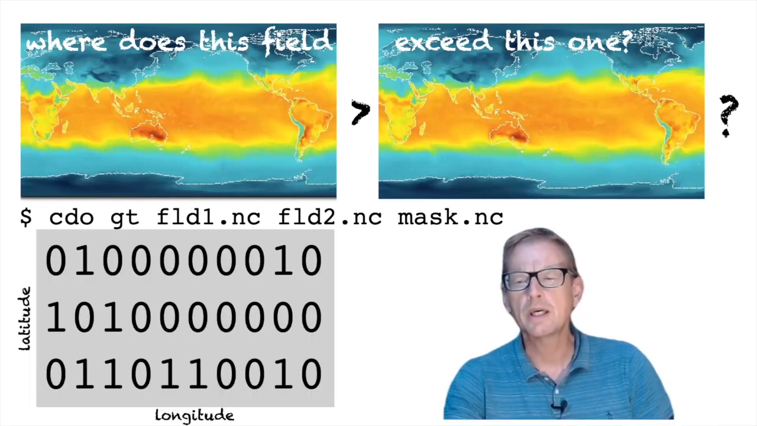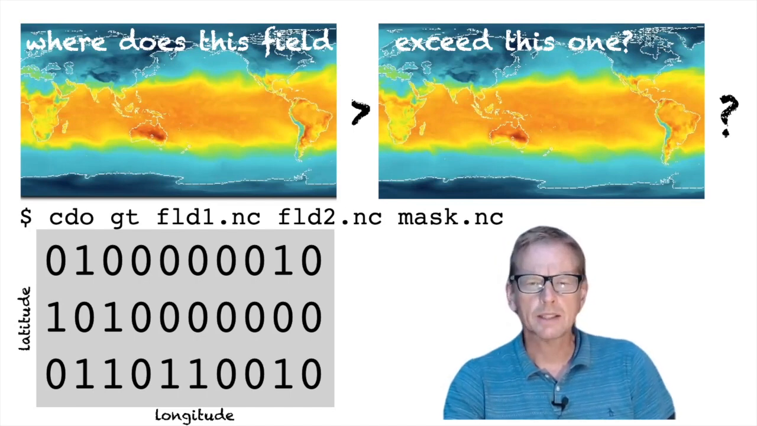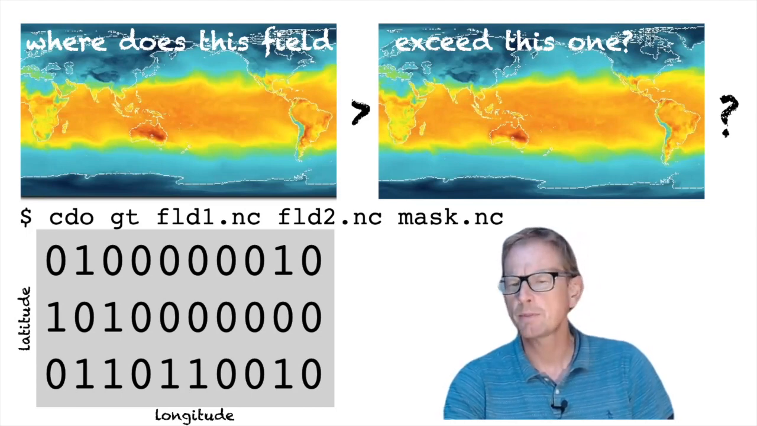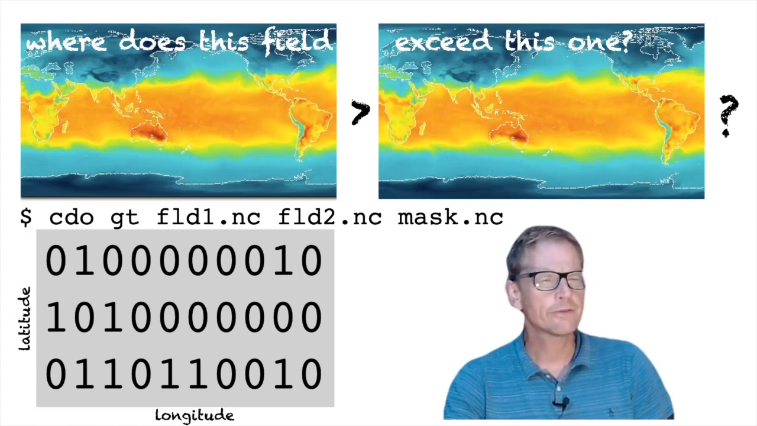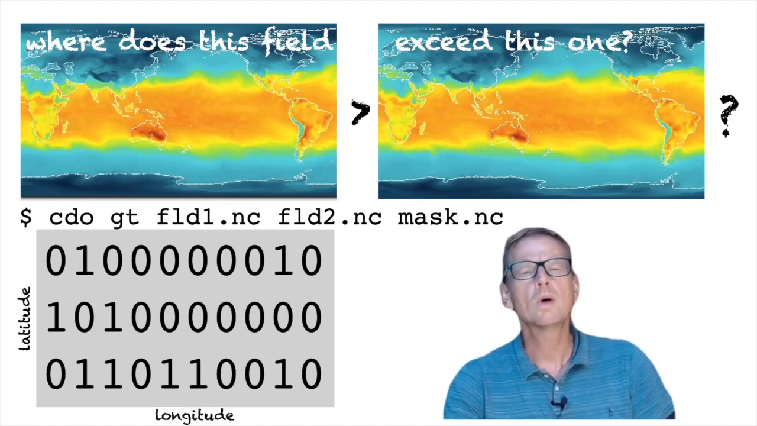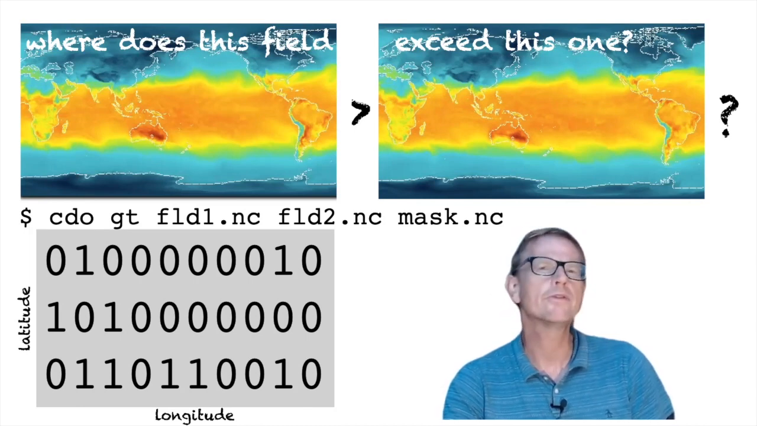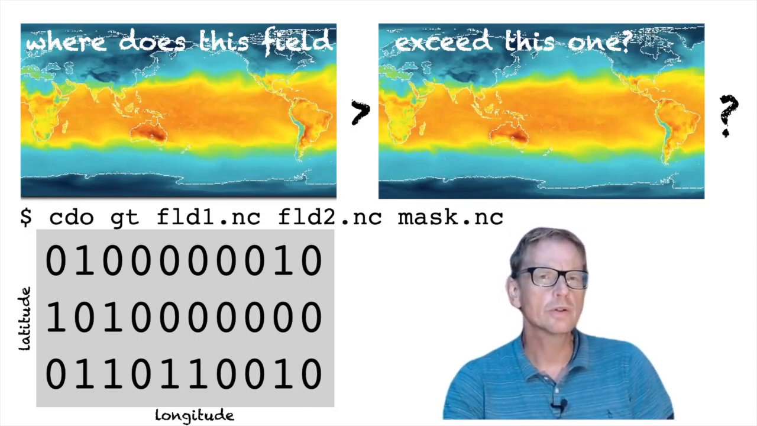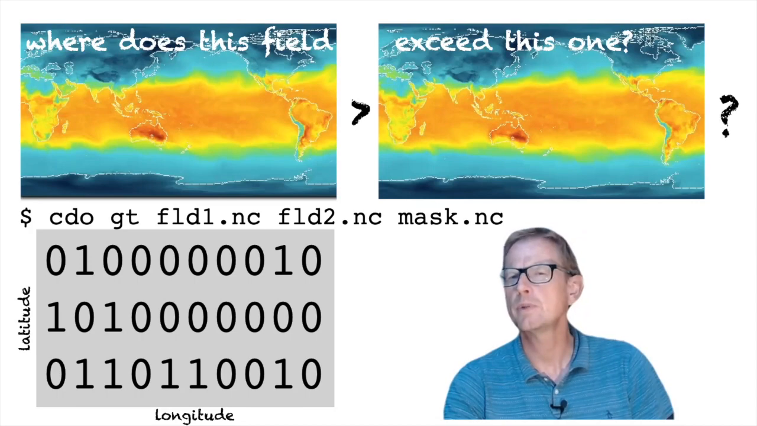I give an example here, just to my left. What we're going to get is a field output that has the same resolution, so the same number of latitude points and the same number of longitude points. But that field is going to be filled with just ones and zeros. When the first field is greater than the second field, the output file mask will have a one. If that's not true, in other words it's false, then we simply have a zero.